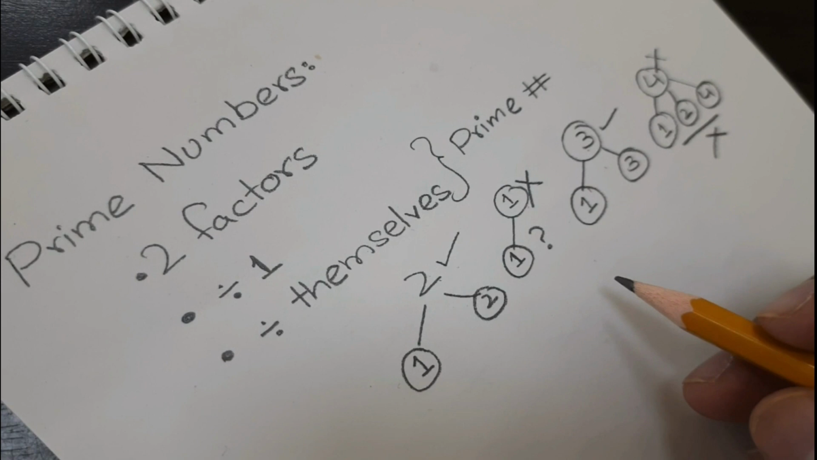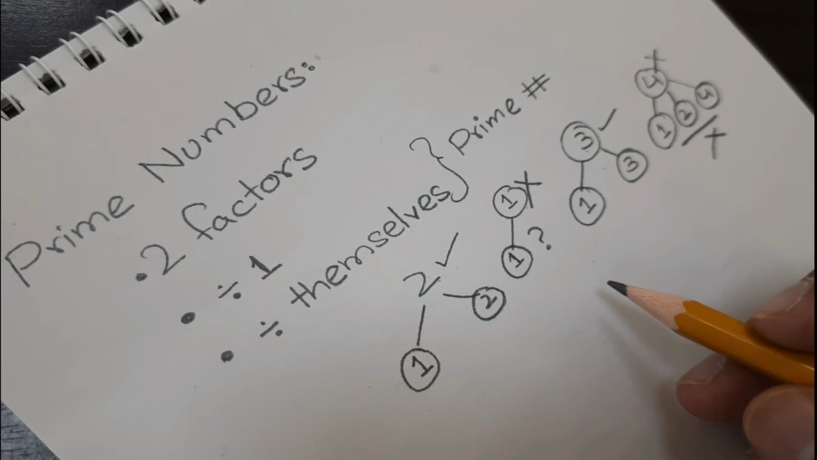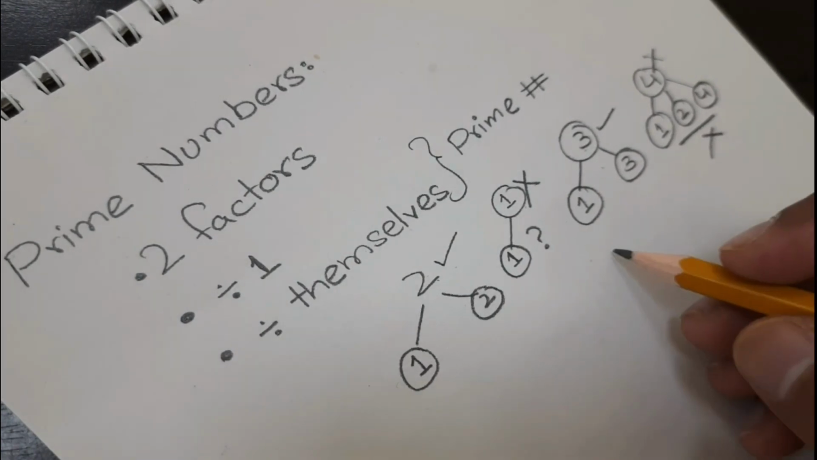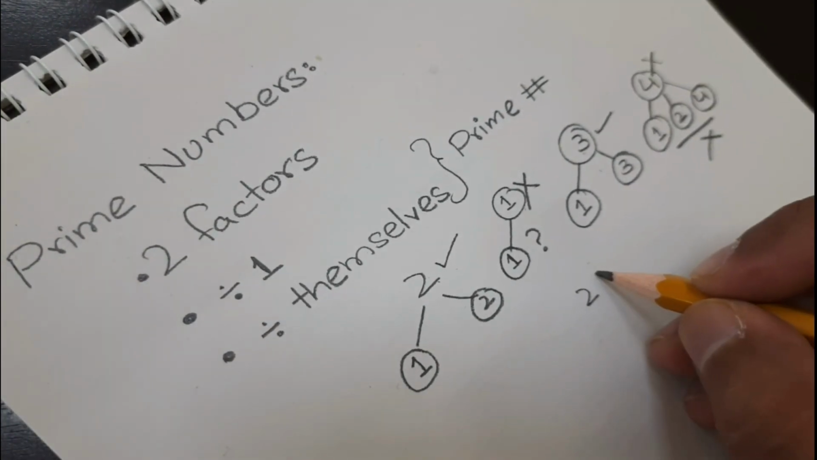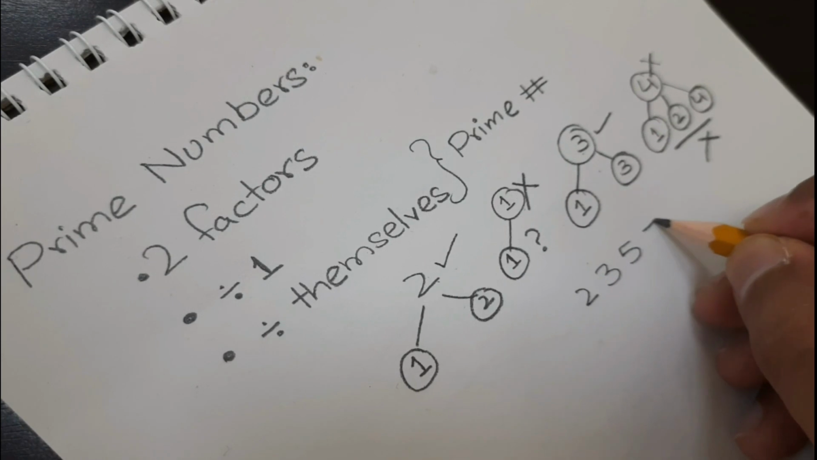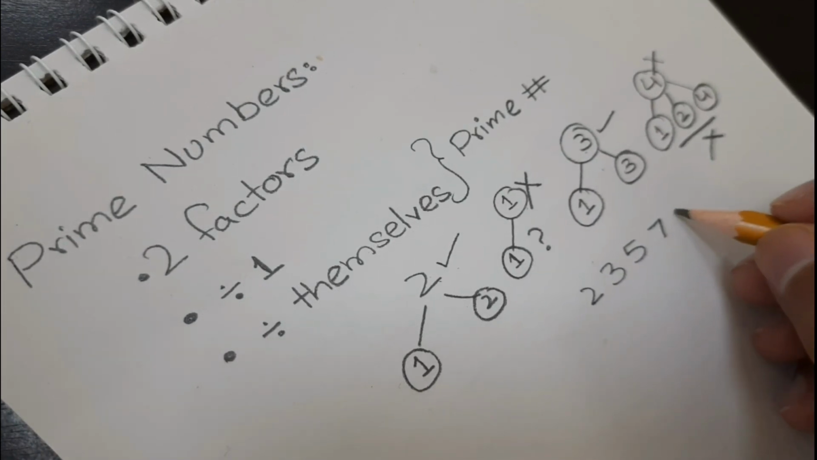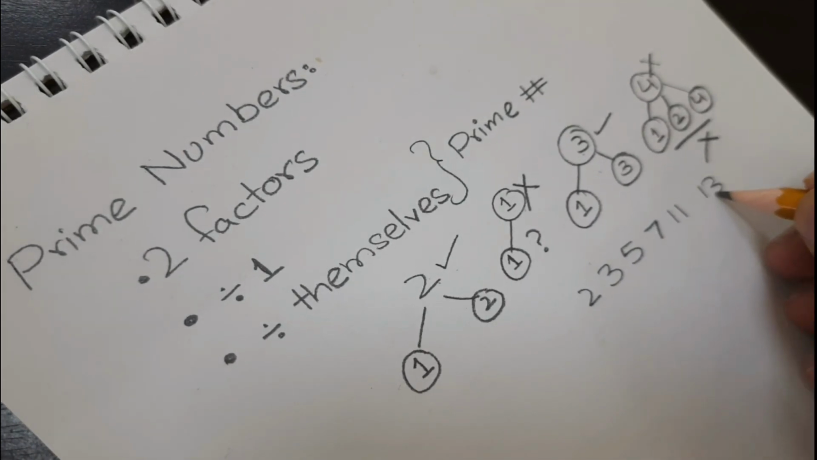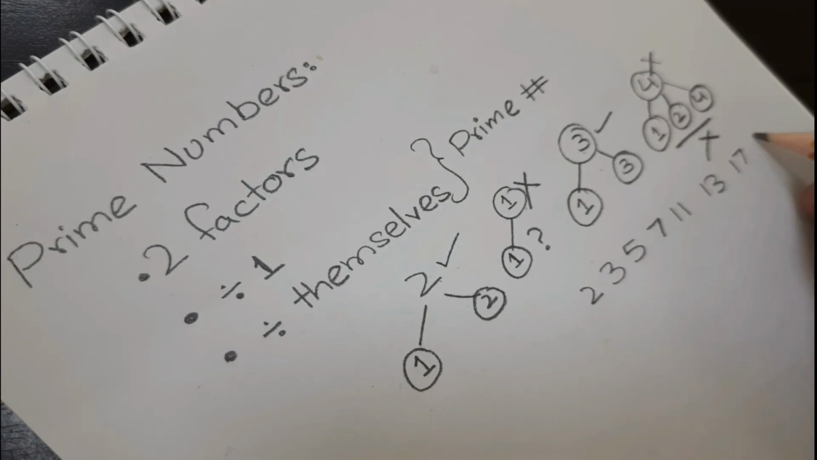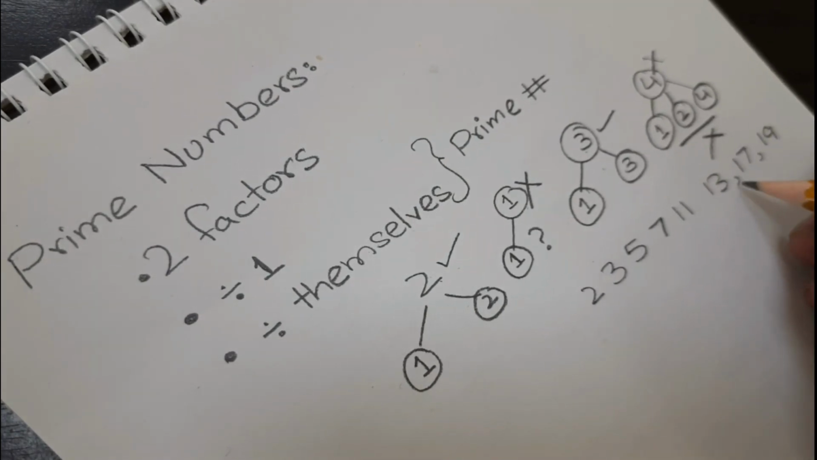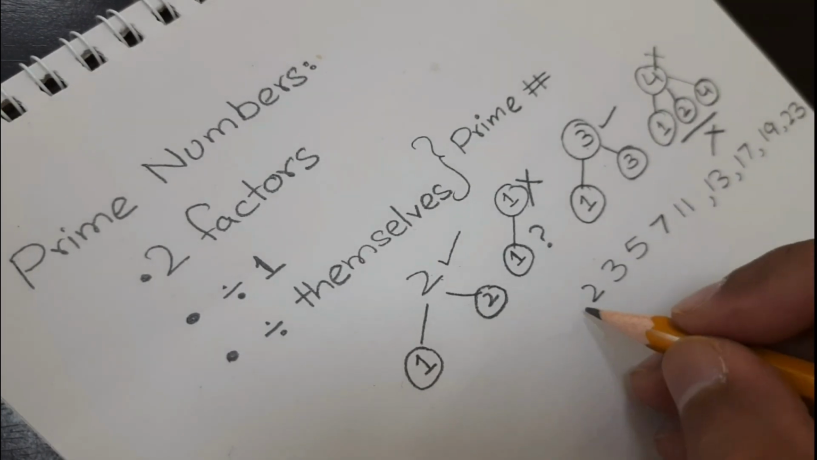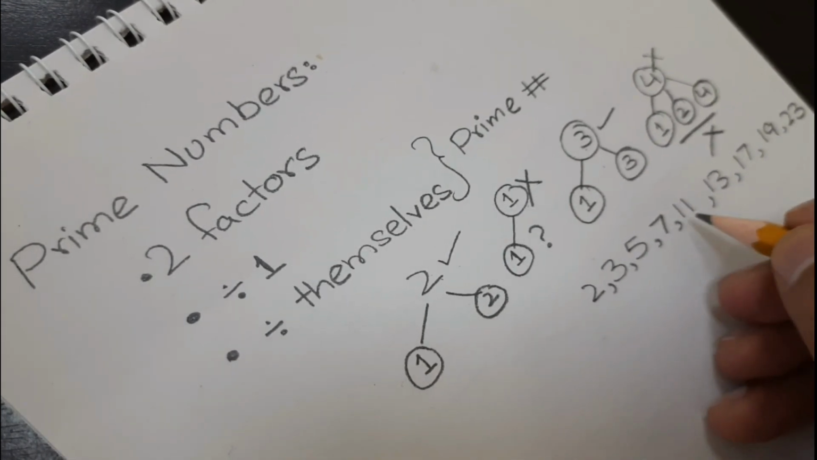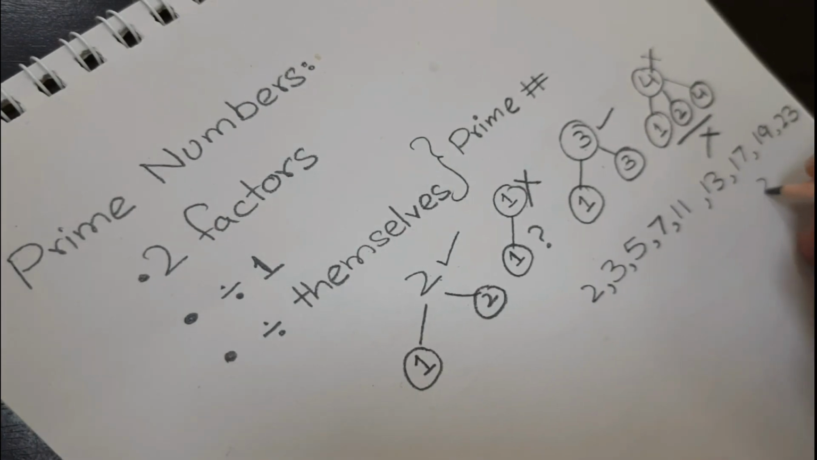Okay, let's have a look at the first 10 prime numbers, and these numbers are 2, 3, 5, 7, 11, 13, 17, 19, 23, and the last one is 29.